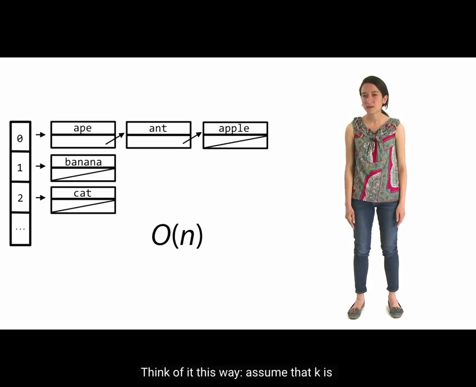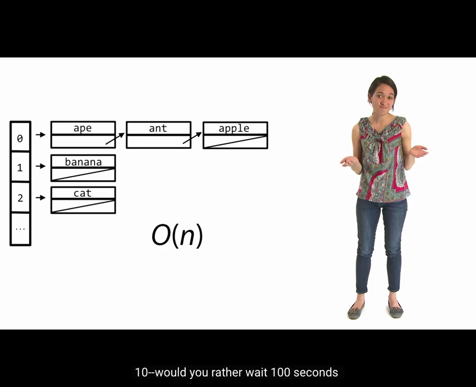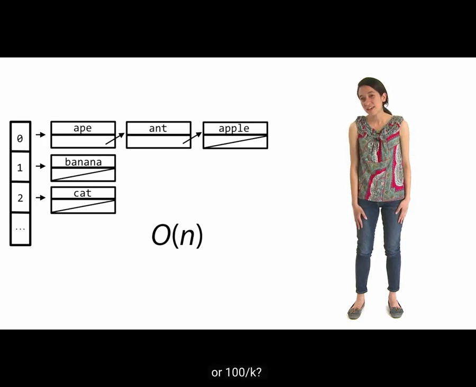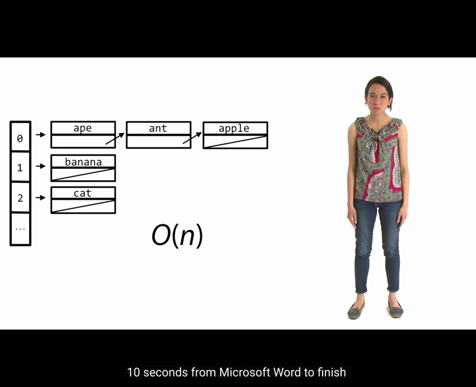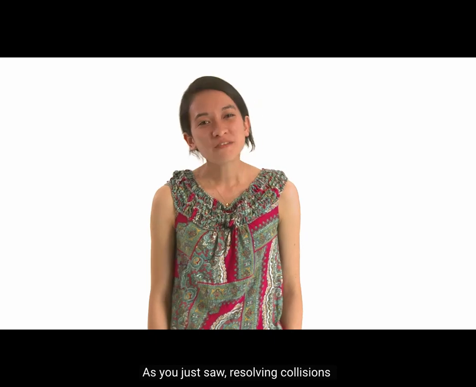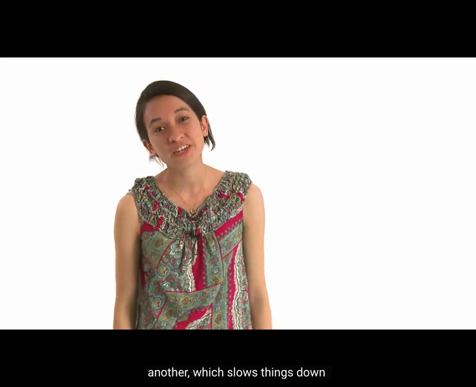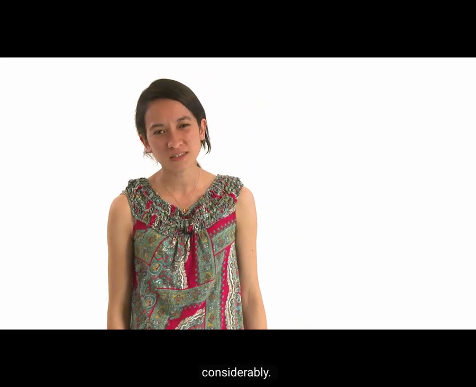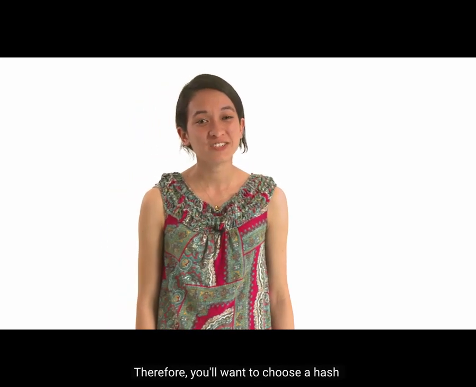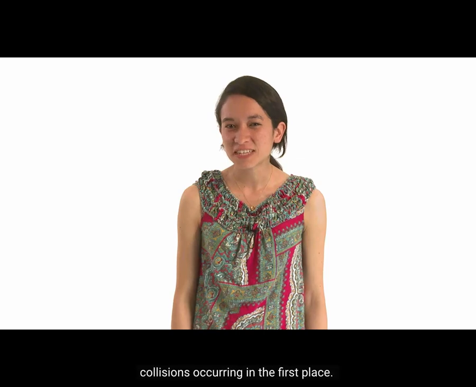Think of it this way. Assume that k is 10. Would you rather wait 100 seconds or 100 over k, 10 seconds, for Microsoft Word to finish spell checking your document? As you just saw, resolving collisions entails one form of linear search or another, which slows things down considerably. Therefore, you'll want to choose a hash function that minimizes the chance of collisions occurring in the first place.